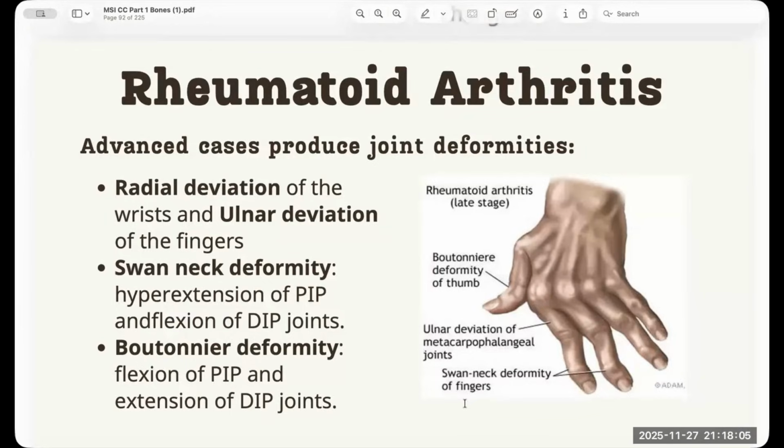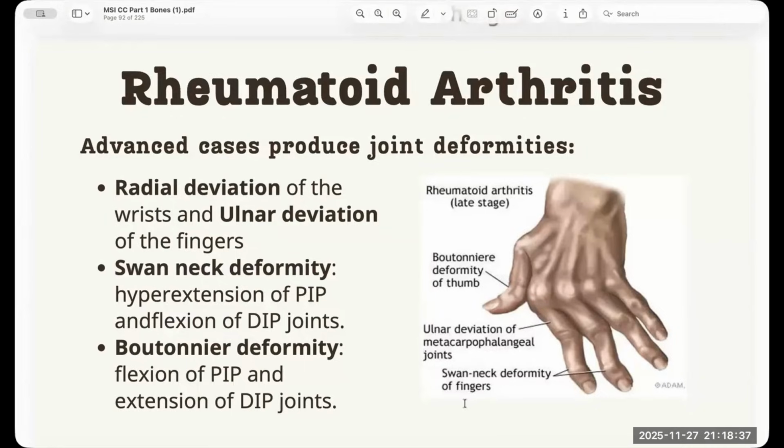Okay, so in advanced cases, you would see radial deviation of the wrists and ulnar deviation of the fingers. What does that mean? Radial, basically, it's going in the direction of the radius. Okay, so that is the radial deviation of the wrist, shown in the picture. And ulnar deviation of the fingers, it's seen here, also going in the direction of the ulna bone.